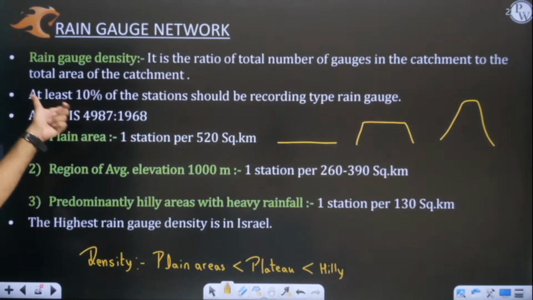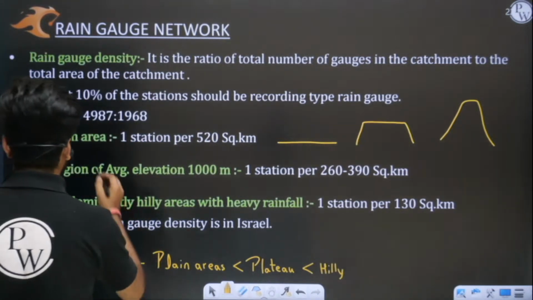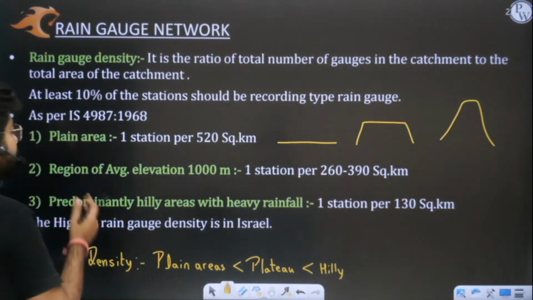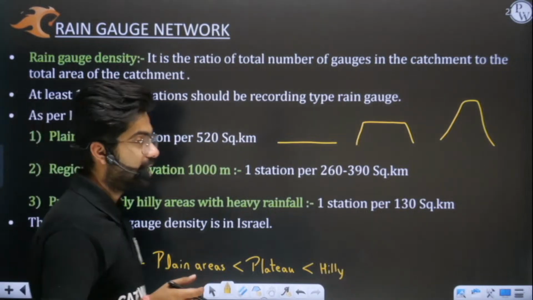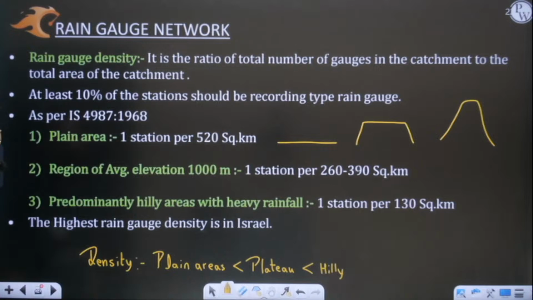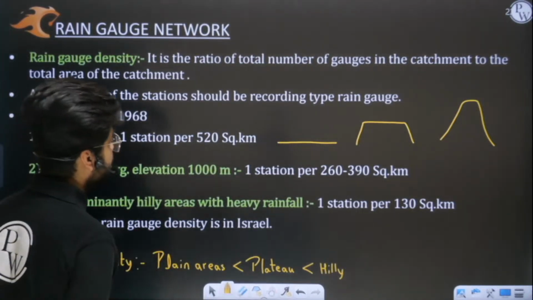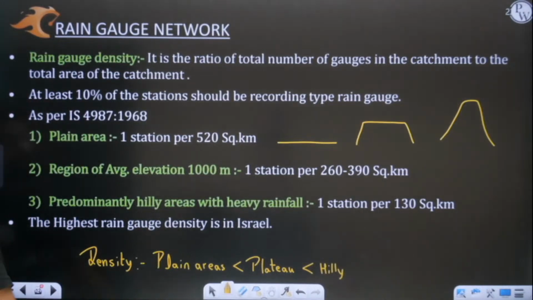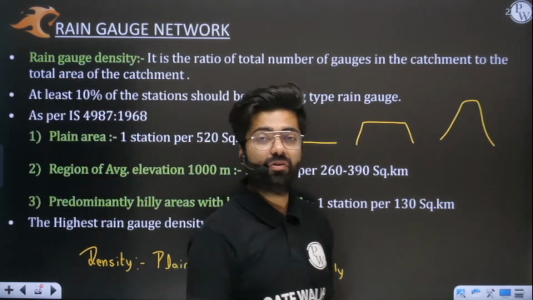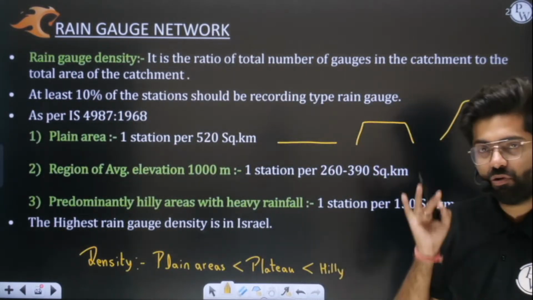Then according to code, at least 10% of stations should be recording type, and in plain area at least one station should be there in 520 square kilometers. Then in a region of average elevation, or simply in plateau region, at least one station in 260 to 390 square kilometers. Then in hilly areas with heavy rainfall, at least one station in 130 square kilometers, that you have to remember. And density wise, you all know that plain areas should have fewer rain gauges and hilly areas should have more.